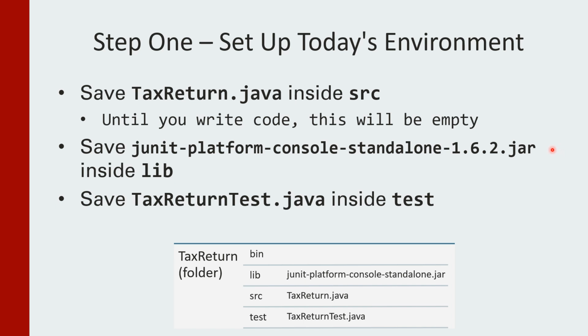The second thing that you're going to do is get a jar file, and you'll put that inside lib. The jar file you can get from the JUnit website, and in this case I'm using 1.6.2, although there are some newer versions out there, and that's the version I'm going to go with, 1.6.2. Now, inside the test folder that you created, you're going to create your file name with Test attached to it. So I had TaxReturn.java, and now I have TaxReturnTest.java inside test.